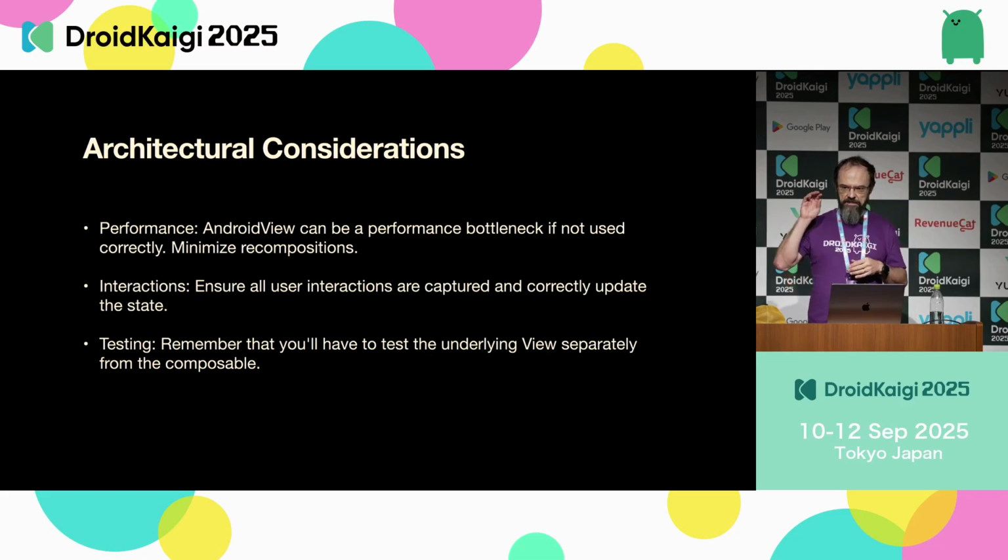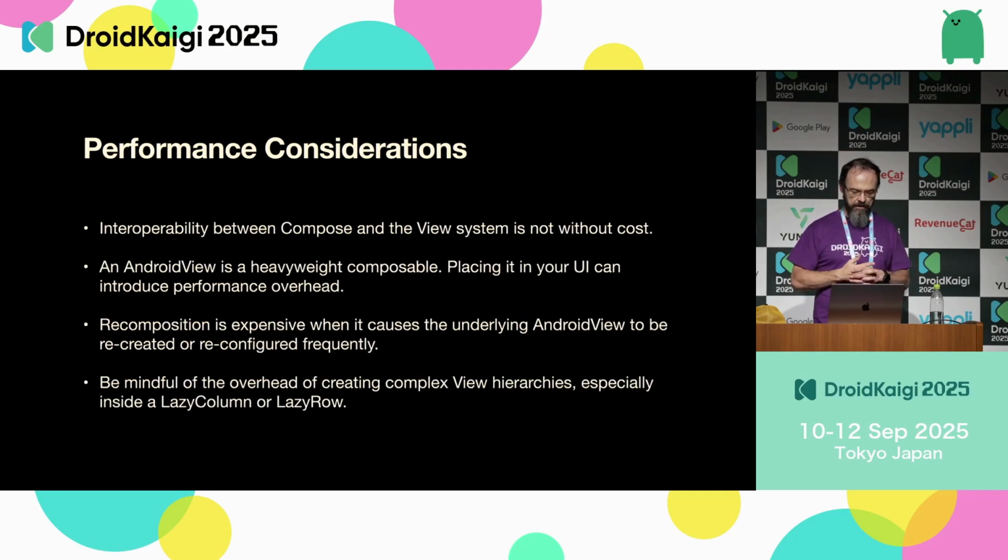This generally means that for the target view, in the case of Google Maps, for example, you need to go and see, okay, what can I do? I have map on click listener, long click, etc. You need to provide or capture all those interactions. And remember that you'll have to test the underlying view separately from the composable. They're two separate items, you could say.